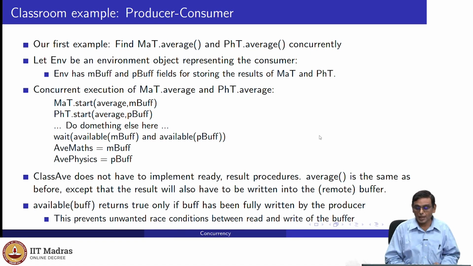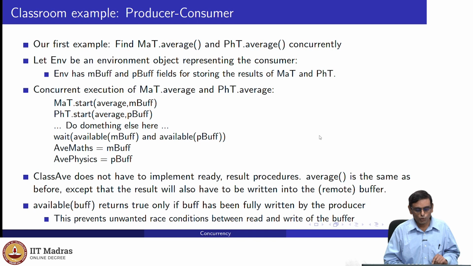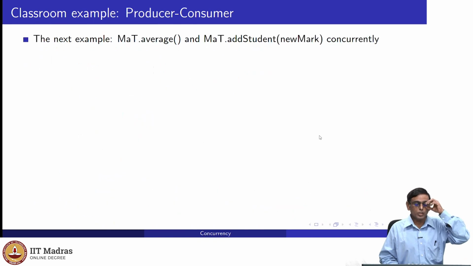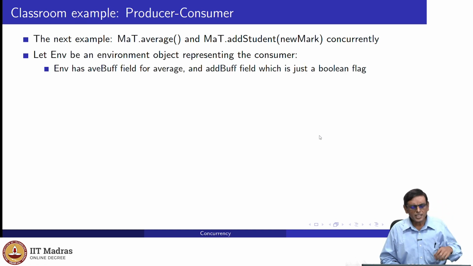So this ensures that the read and write operations of the buffer are atomic. Remember the word atomic, right? They are atomic. So therefore it makes sure that you can't do read and write at the same time. That is done by use of this available. Okay, so now if I want to do average and add student concurrently, it's the same, right?